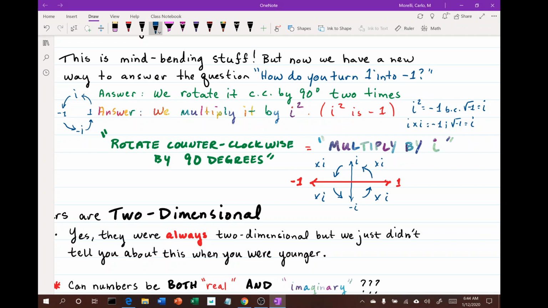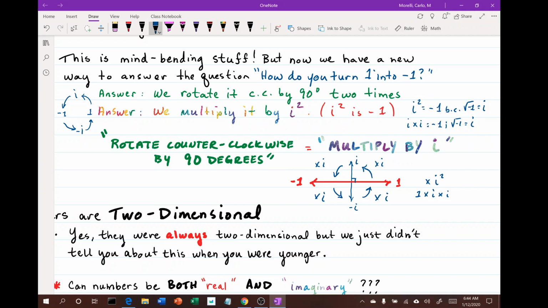All we're doing, so let's look at this. If we start with 1, and we multiply by i squared, where should we end up? That's 2 rotations, right? Because that's 1 times i times i. So we're going to be 180 degrees from where we started. So we go from 1 to i. That's our first 90-degree rotation. And then we go from i to -1.